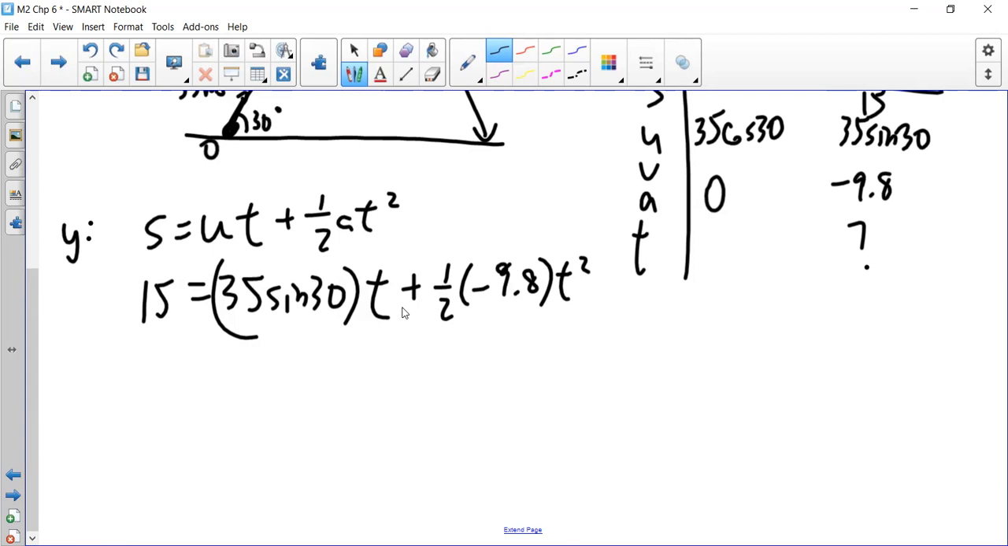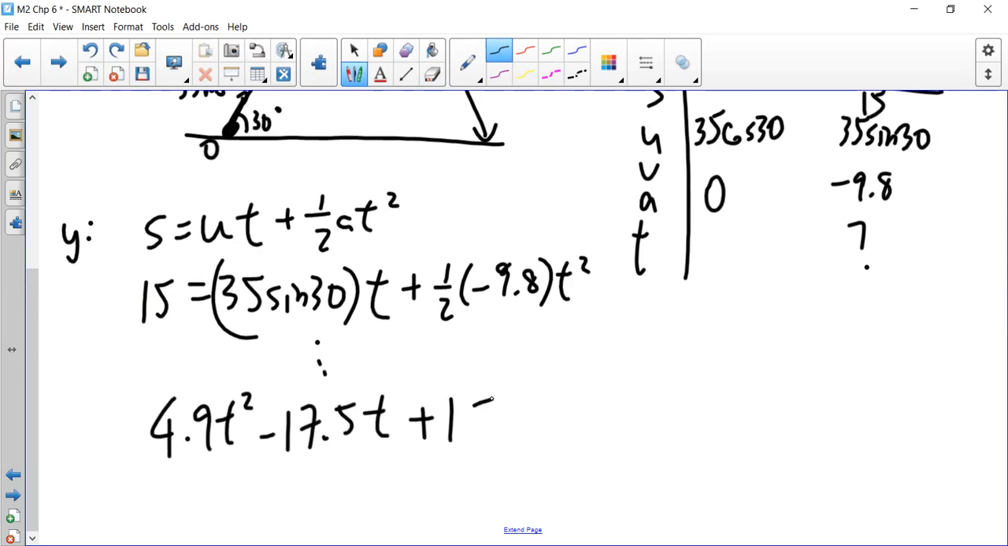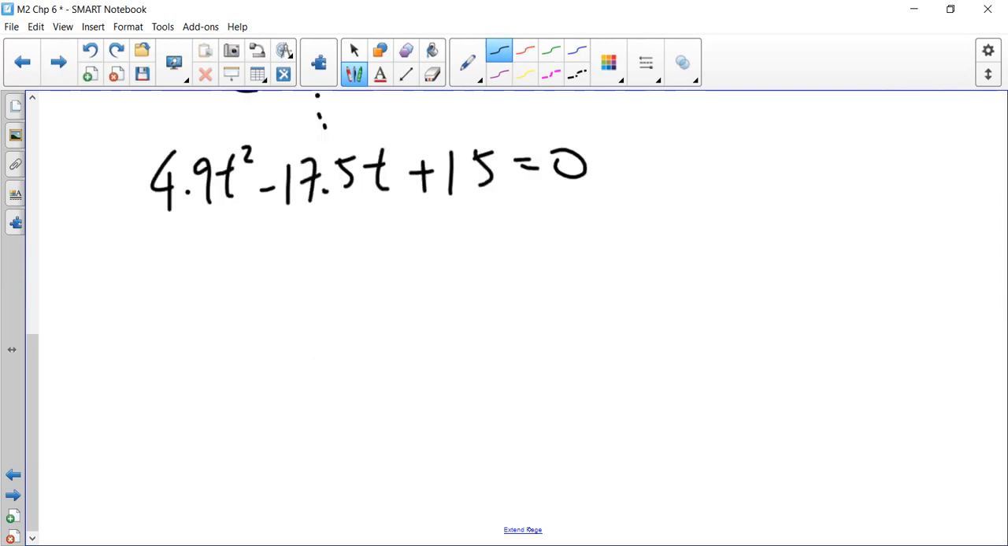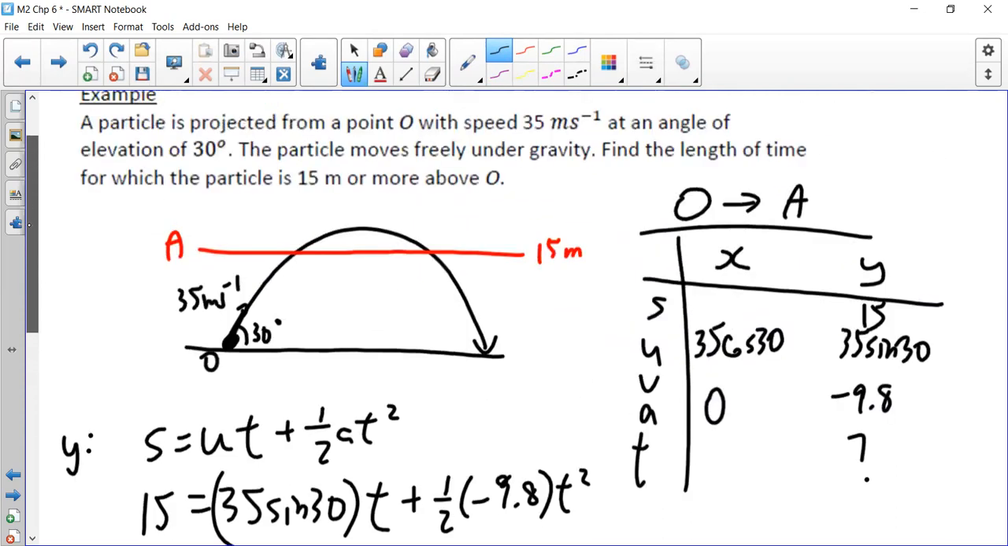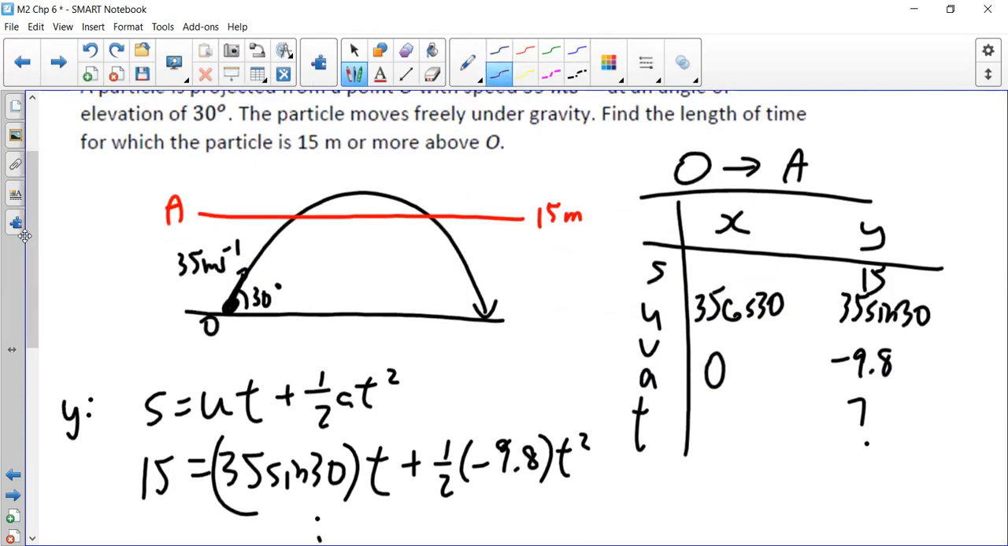You will simplify it, okay, you will get 4.9 t squared minus 17.5 t plus 15 equals 0. And put in a calculator, it's quadratic, t equals 10 over 7 or 15 over 7. Now, which time do we choose then? We've got two times. Actually, none of them. What it means is when we first cross the line A, that's t equals 10 over 7. And then when we come back down and cross the line A again, we've got t equals 15 over 7.